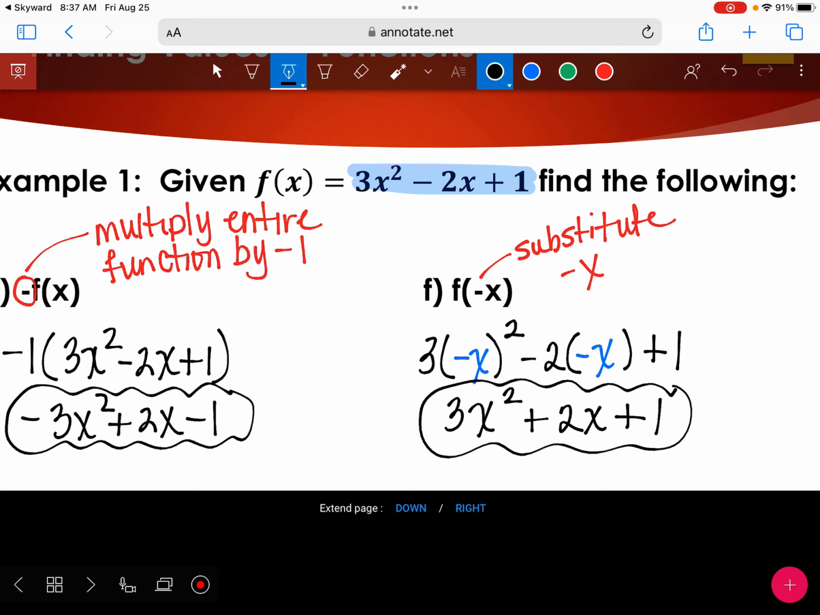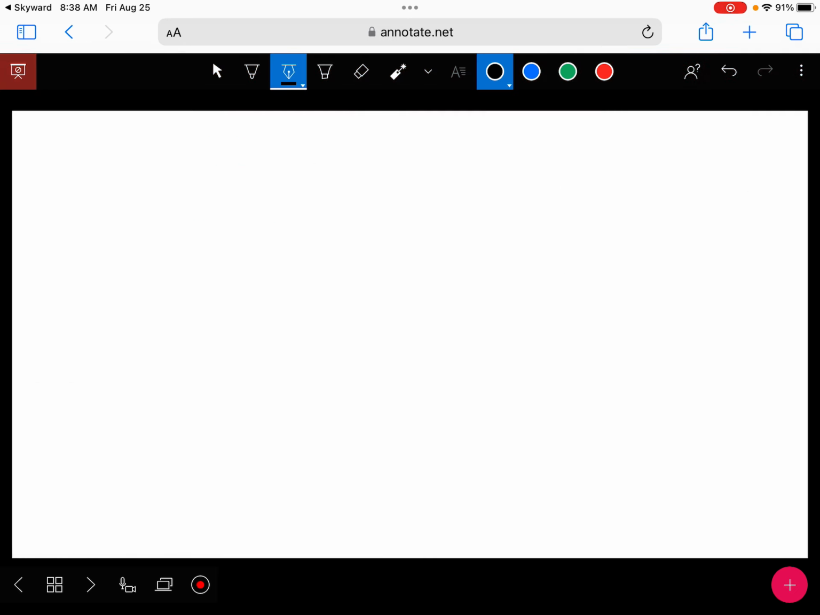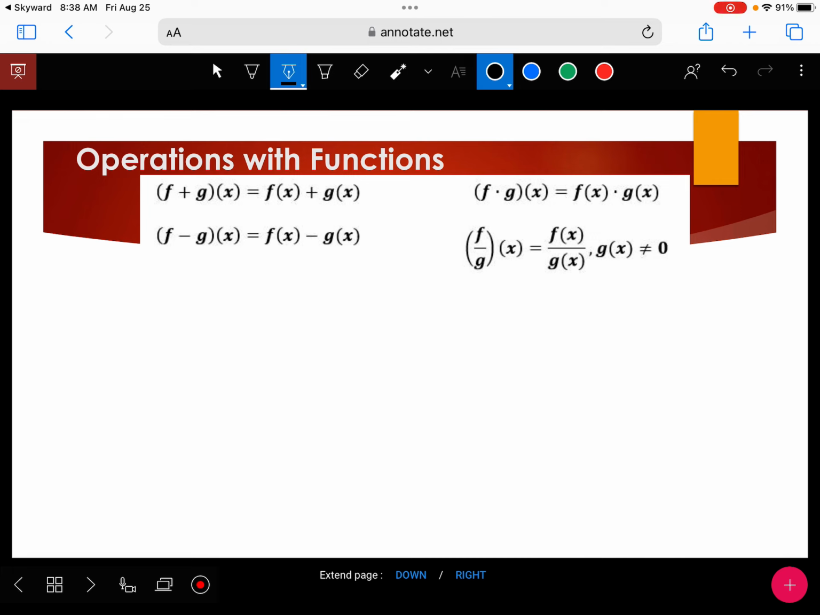Now there's one more type of question you have in homework 6. We're not going to finish it entirely. You can do the majority of the homework. We're going to finish it all on Monday. But we are going to start adding or doing operations with functions next. So in your notes, go ahead, draw a line. We're going to talk about operations with functions.